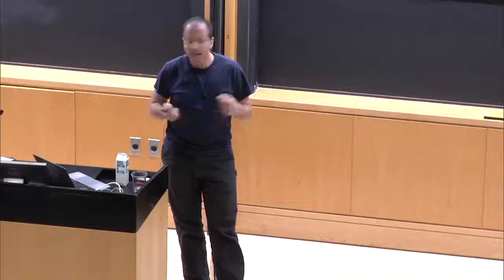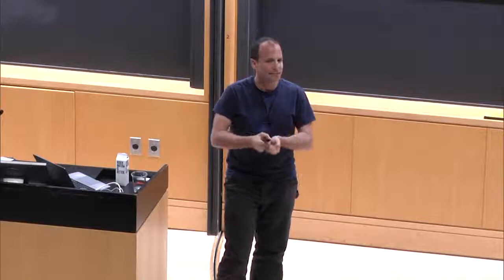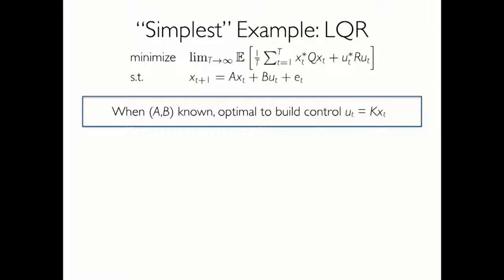Okay, so when A and B are known, the optimal policy is a static matrix that multiplies the state and gives you the control. So the new control, no matter what you did in the past, is only a function of the current state. And it's a linear function, a static linear function of the current state. Okay, and this you can derive. I don't have time, unfortunately, to go through this today.